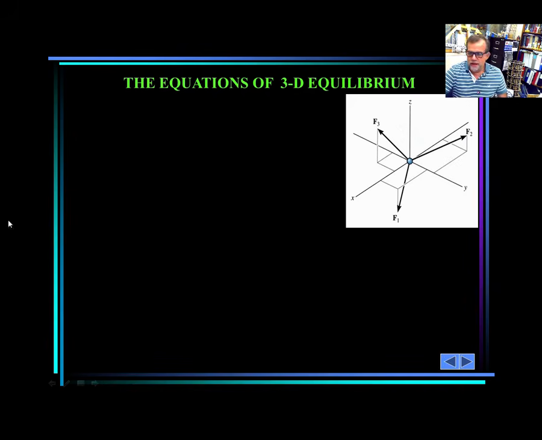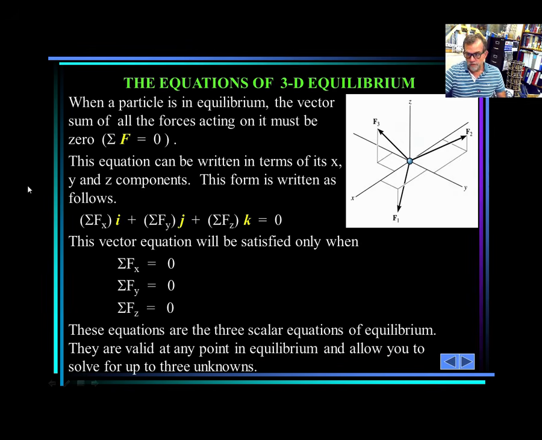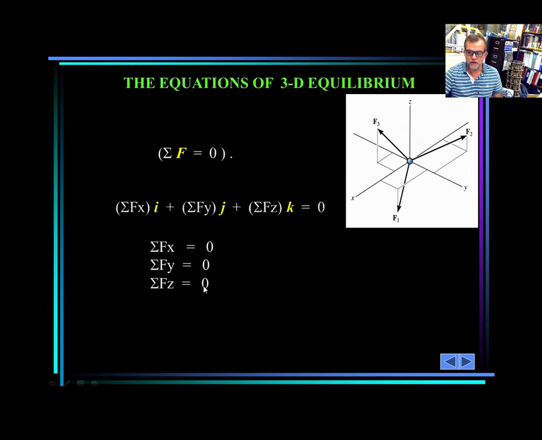Once again, the equations of 3D equilibrium are, as we already discussed in the previous conceptual quiz that I did: summation of forces as a vector has to be 0, or each one of the components has to be 0, or the 3 scalar equations have to be 0. This is exactly the same thing. All of them are the same. They are different manifestations of the same thing.